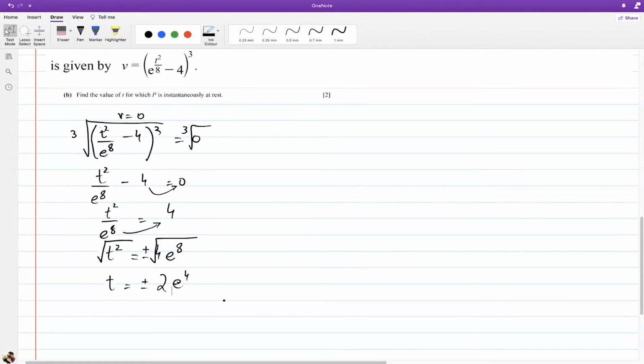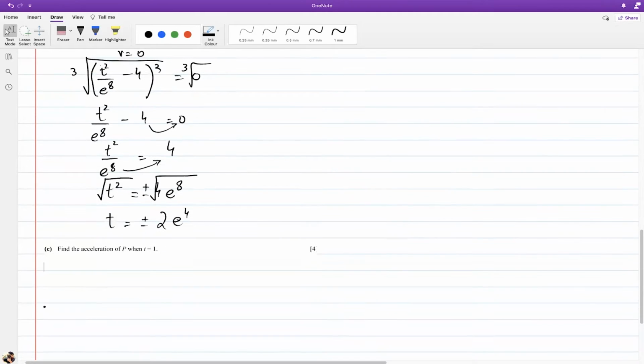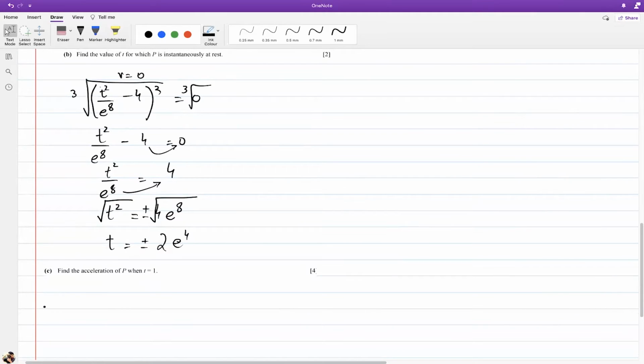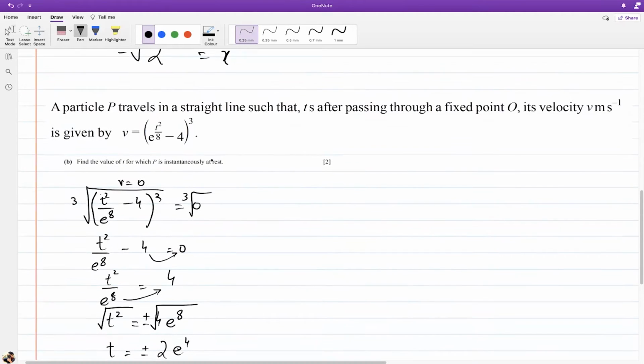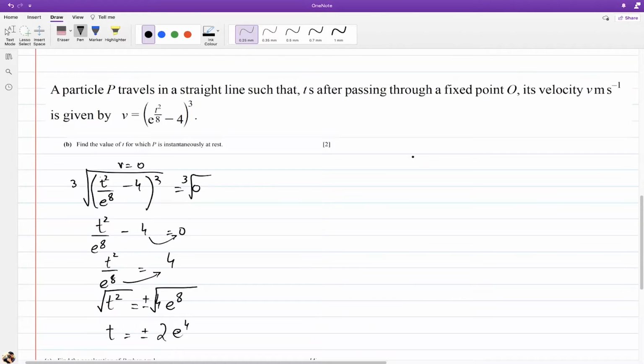Now the next part, and that's the part that's relevant to our topic today, says find the acceleration when t is equal to 1. So we know time is 1, but we want to figure out the acceleration. We don't have an equation for acceleration. For that, we have to remember the relation. The relation is d, v, a. In this direction they are derivatives, and in that direction they are integrations.